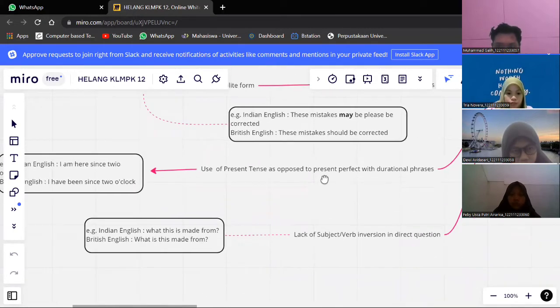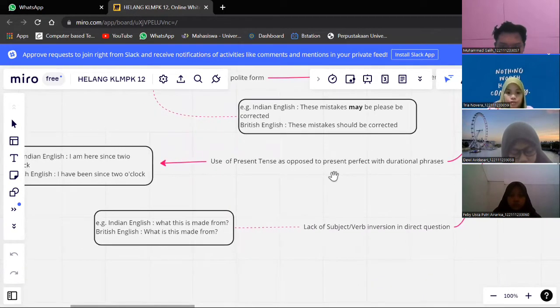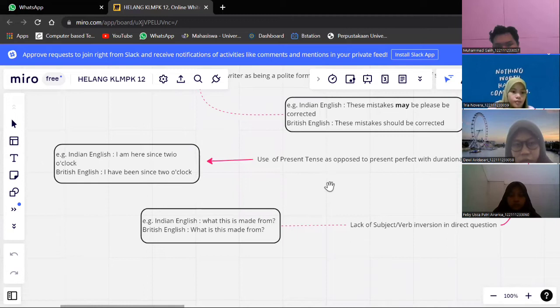Third, the use of the present tense as opposed to the present perfect with duration phrases. This is the example. In Indian English, "I am here since 2 o'clock," but in British English, "I have been here since 2 o'clock." So Indian English uses the present tense, but British English uses the present perfect tense.